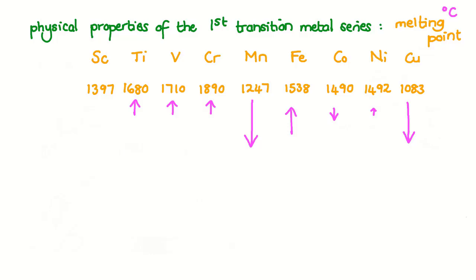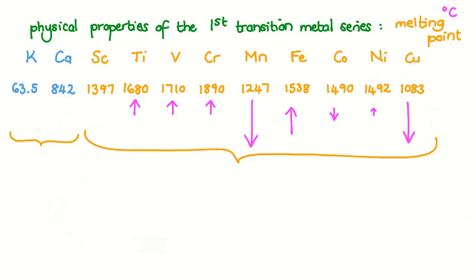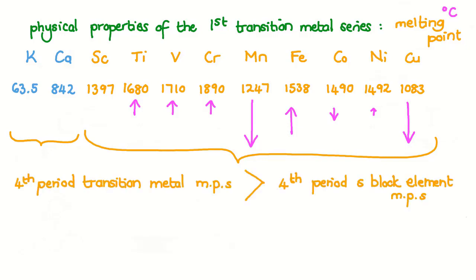Boiling point values for this series also don't follow a recognizable trend. However, let's have a look at the melting points of the s block elements just before these metals. Potassium's value is 63.5 degrees Celsius and calcium 842 degrees Celsius. So comparing these s block element melting point values with these transition metal values, we can make a conclusion. We can see that the fourth period transition metal melting points are much larger than the fourth period s block element melting points. Why is this?